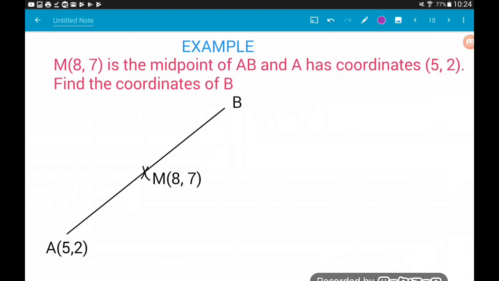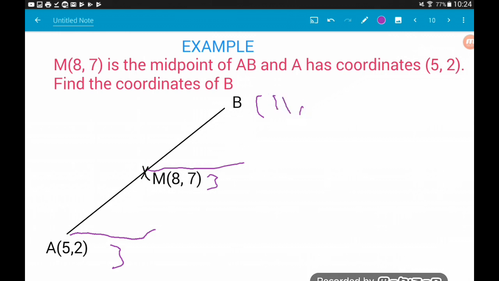So, again, it's pretty simple to be honest. When we're talking about going along x, how do we get from an x coordinate of 5 to an x coordinate of 8? We go along by 3, don't we? So remember, the midpoint is exactly halfway along and halfway up between 2 points. So if to get from A to M, we go along by 3, to get from M to B, we also go along by 3. So the x coordinate of B is going to be 8 plus 3, which is 11.